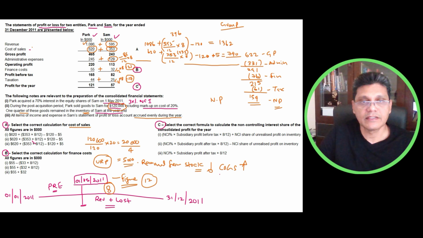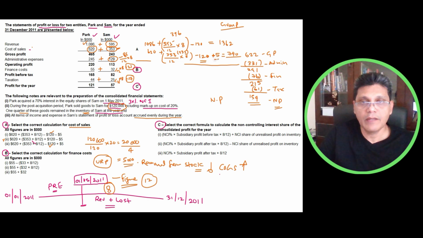So we added that. As you can see, 620 plus 353 times 8 divided by 12, yes, this is also correct. Then you need to eliminate the intercompany transaction of 120 because it is included in the cost of goods sold and the purchases. So we need to eliminate. So you don't add this. So therefore this is not the correct answer. Out of these two, we deducted 120. Yes, 120 deduction, 120 deduction.